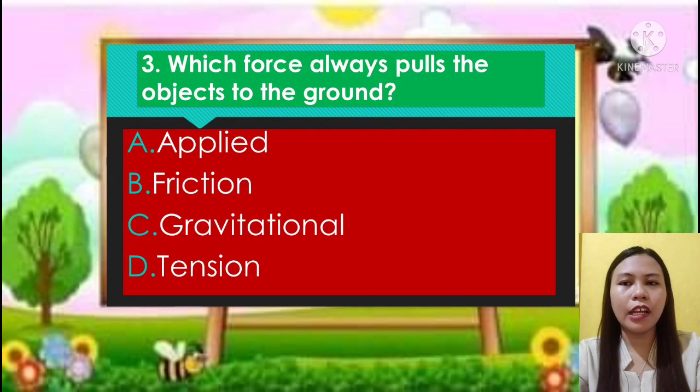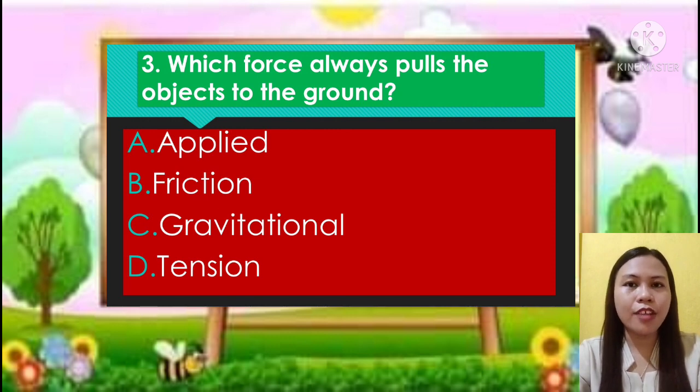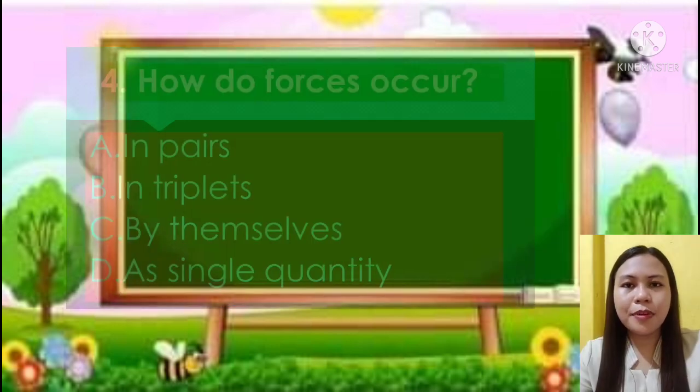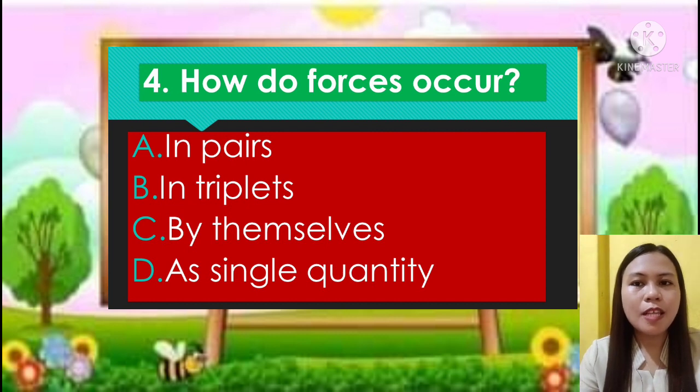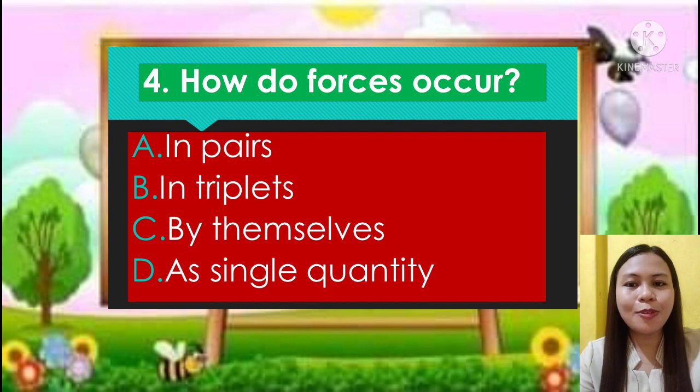Okay, let's have number 3. Which force always pulls objects to the ground? A, applied; B, friction; C, gravitational; D, tension. Very good. It's letter C. Question number 4. How do forces occur? A, in pairs; B, in triplets; C, by themselves; D, a single quantity. Very good. It's letter A.